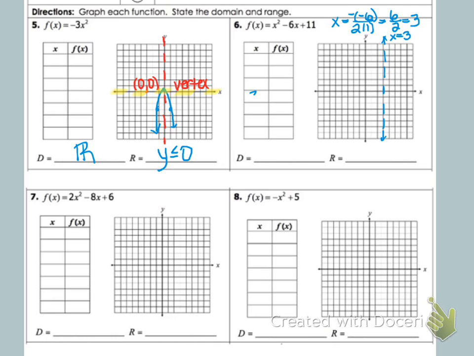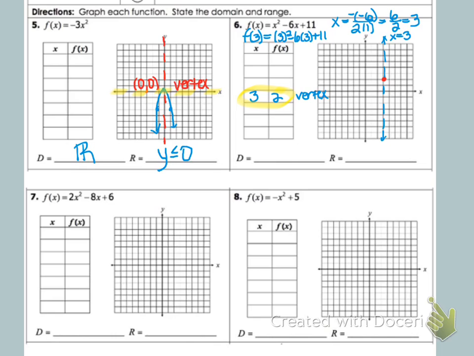So I know the middle of my graph is going to have the vertex there. And it's going to have an x coordinate of 3, and the y I'm going to find by substituting that into that function. And that gives me 9 minus 18 plus 11. So 9 minus 18 is negative 9, plus 11 is 2. So my vertex is at (3, 2). So it's on the axis of symmetry, of course, at 3 and up 2. This parabola is going to open upward.